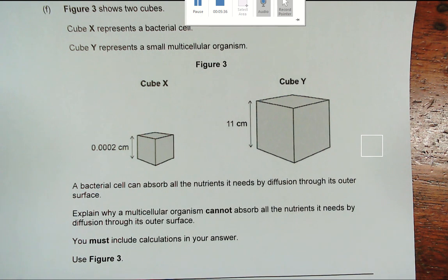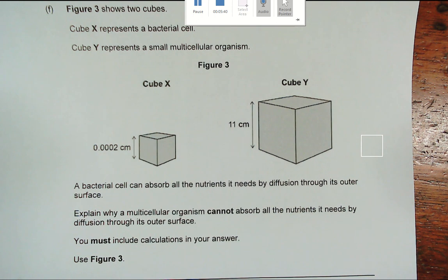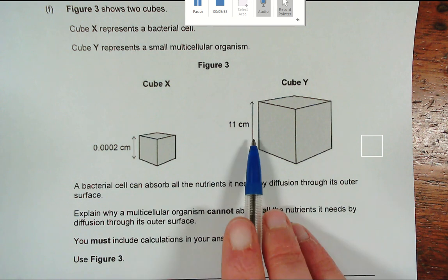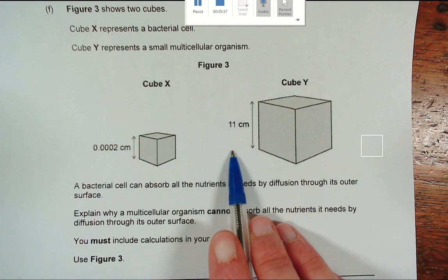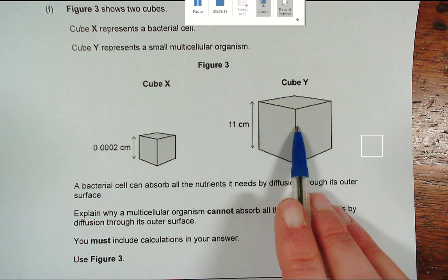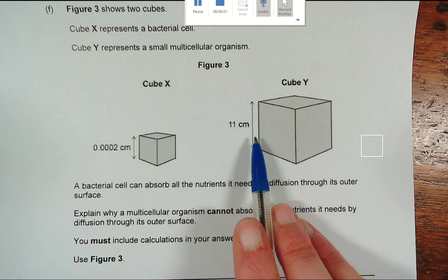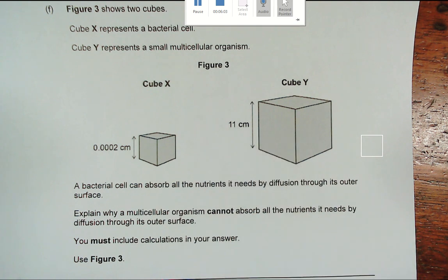It says, a bacterial cell can absorb all of the nutrients it needs by diffusion through its outer surface. Explain why a multicellular organism cannot absorb all the nutrients it needs by diffusion through its outer surface. So straight away I can see that the diffusion distance is longer in Y. So to get to those cells in the middle of organism Y, the diffusion distance is going to be much longer. And that means the diffusion rate is going to be much slower.